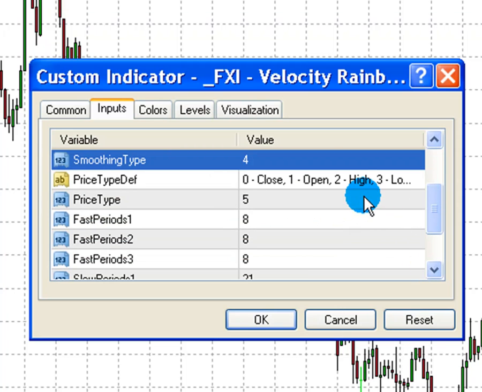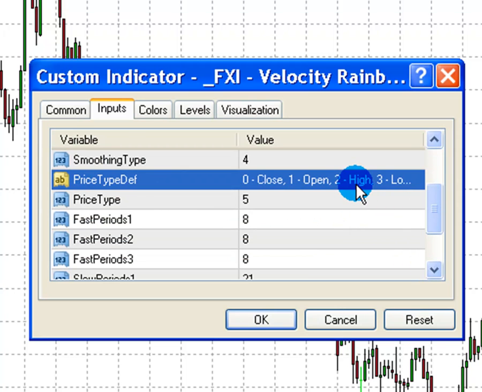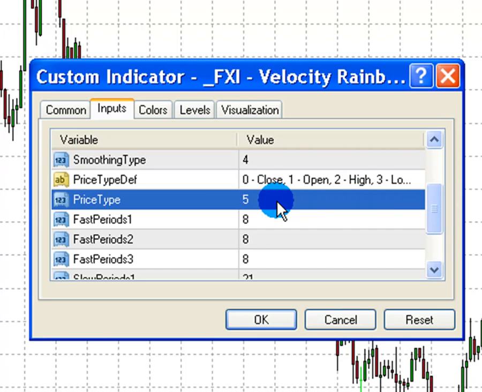Scroll down and get the rest of the settings here. The price type def is what price we are going to look at. This is the definition of those prices: 0 for the close of the bar and 1 for the open of the bar, things like that. We're going to use 5, which is the typical price. The typical price is the high plus the low plus the close divided by 3.